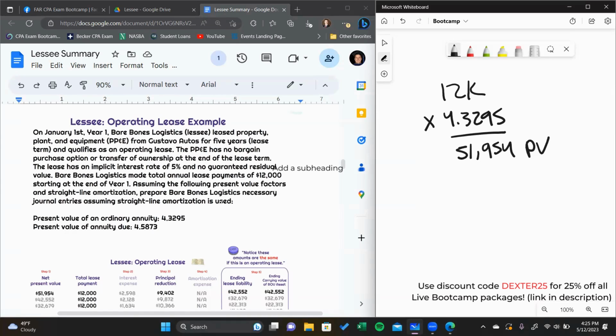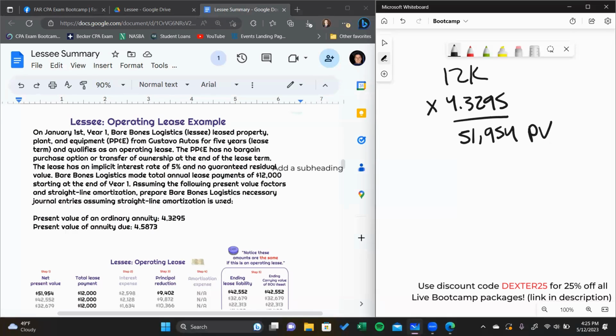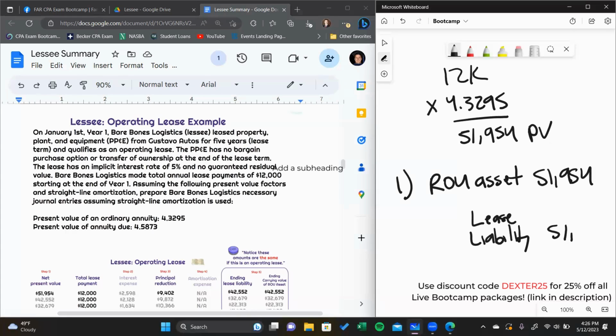This was a particularly easy problem because they told us that it's an operating lease, and they didn't throw any information trying to trick us with the interest rate to use. So the first journal entry that we would make is we're going to debit ROU asset for 51,954, and we'll credit lease liability for 51,954.